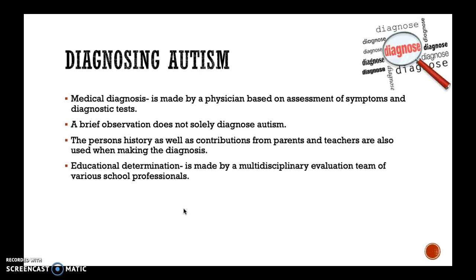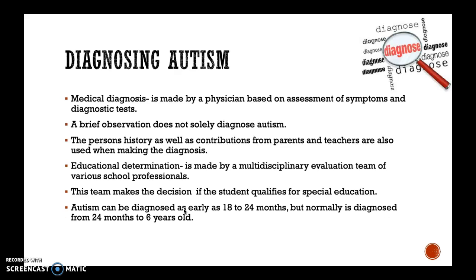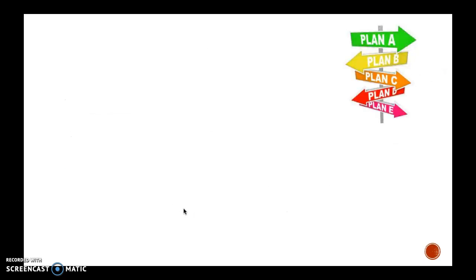And the second is educational determination. This diagnosis is made by a group of teachers, and they determine if the child who's showing signs and symptoms of autism should be in special education and should have an IEP or not. This team makes the decision, and they basically determine if the child qualifies for special ed. If so, his needs are written down in an IEP, and he's given exceptions and extra needs when learning. Autism can be diagnosed as early as 18 to 24 months. However, it's normally between 24 months to 6 years old.